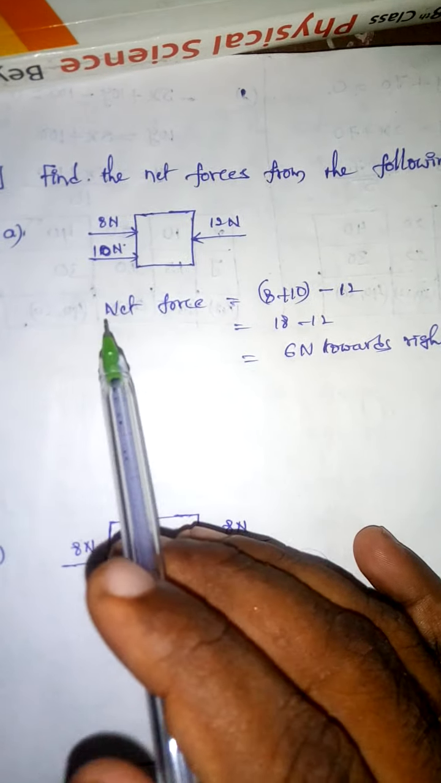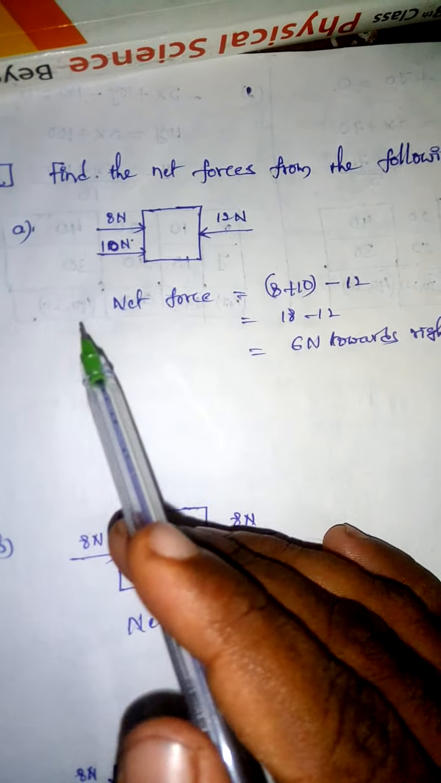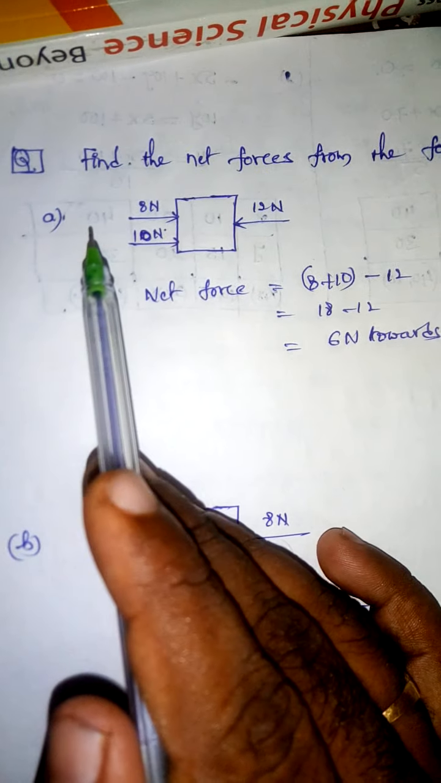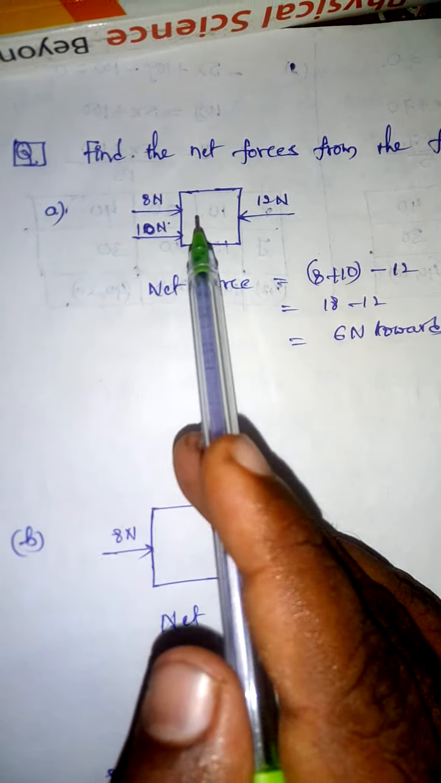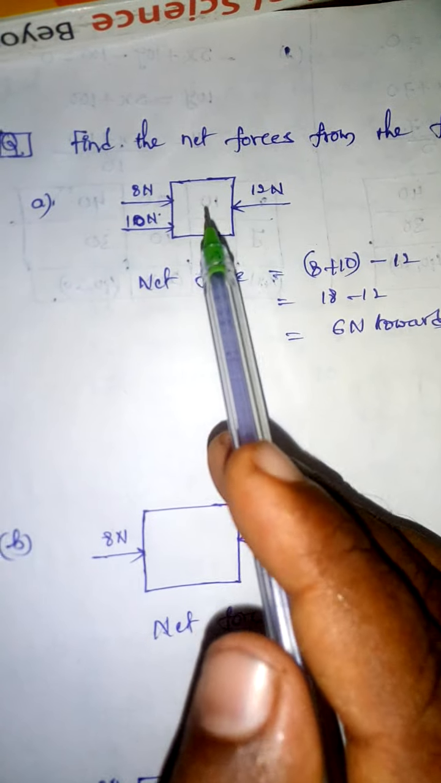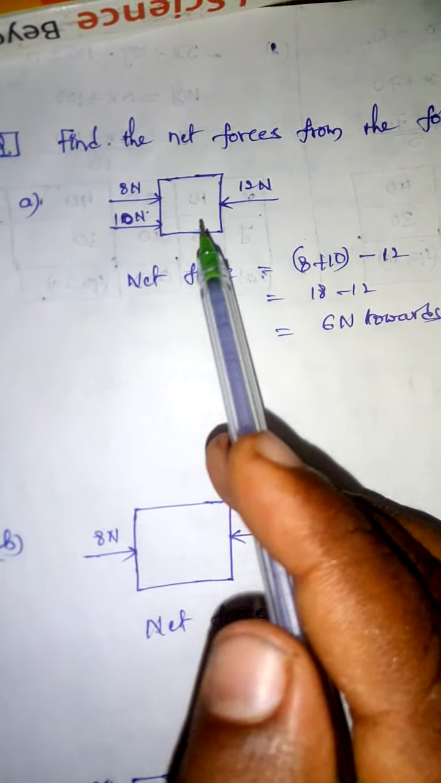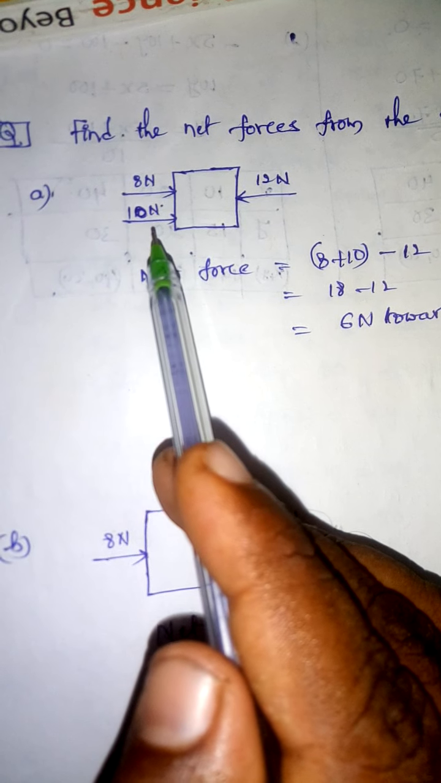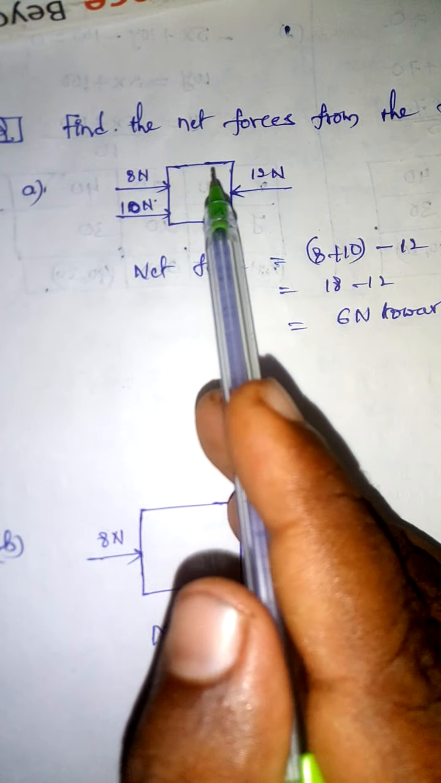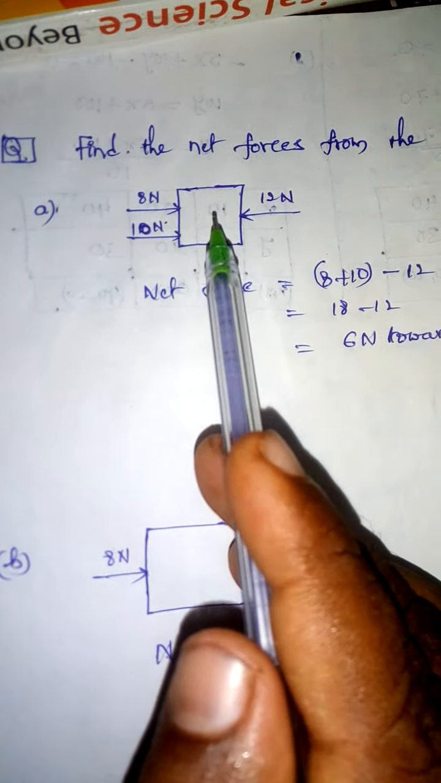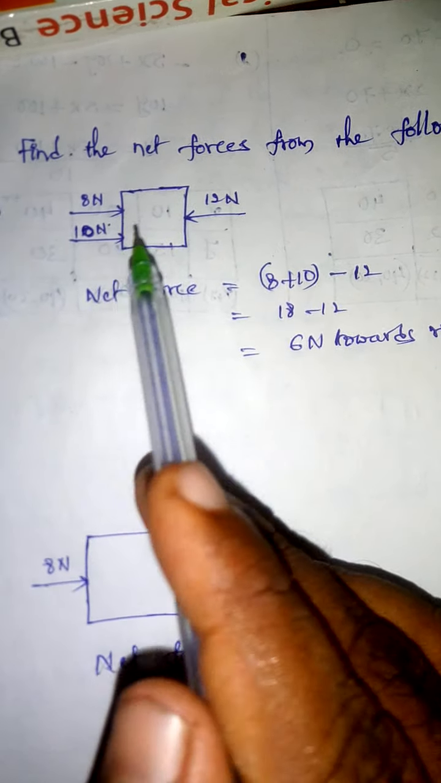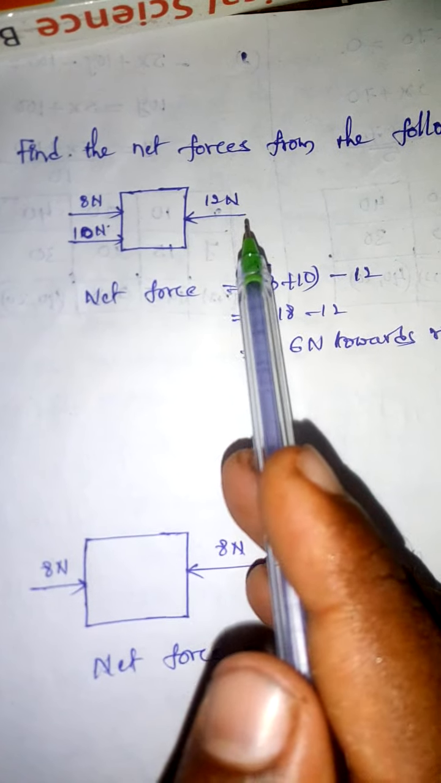Now let's try to calculate net force by taking some examples. Observe here, students, in figure A, we have a block and some forces working on this block. We have 8 newtons and 10 newtons of force working on this block in the direction towards right, and another force of 12 newtons working on this block in the left side direction.